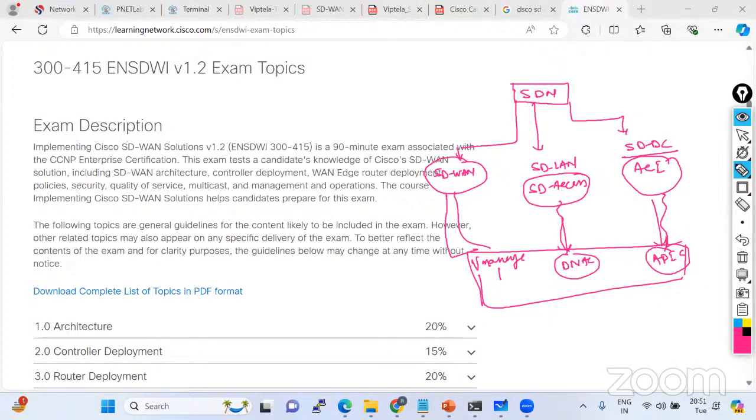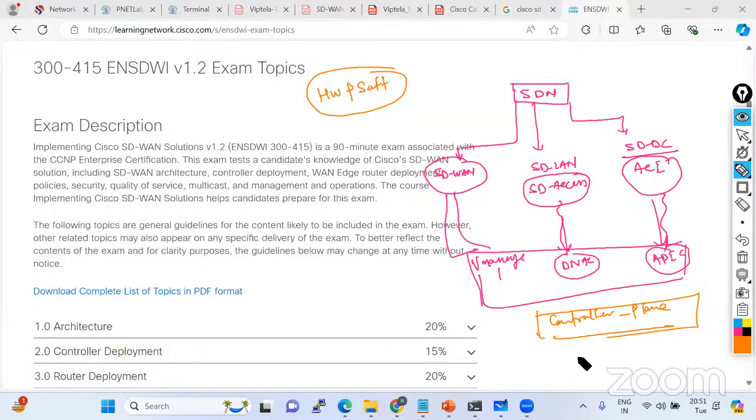Now the second question was, is it hardware or is it software? Okay. In this entire setup, it's a combination of hardware and software. So what is the hardware? Your controller, your control plane devices, they are going to be software, but your edge devices, what are edge devices? Like router, switch, might be your data center switch, they can be hardware or software, both.